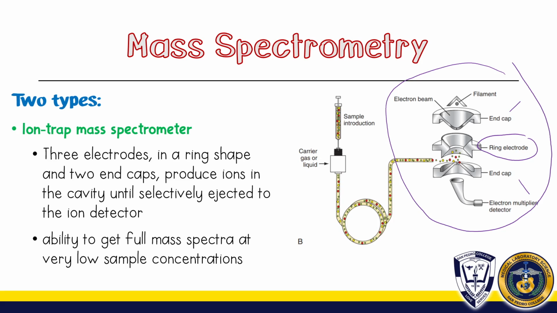And other than that, what we look at in your ion trap mass spectrometer, other than the mass to charge ratio, is that there is a direct current and a radio frequency that is needed.